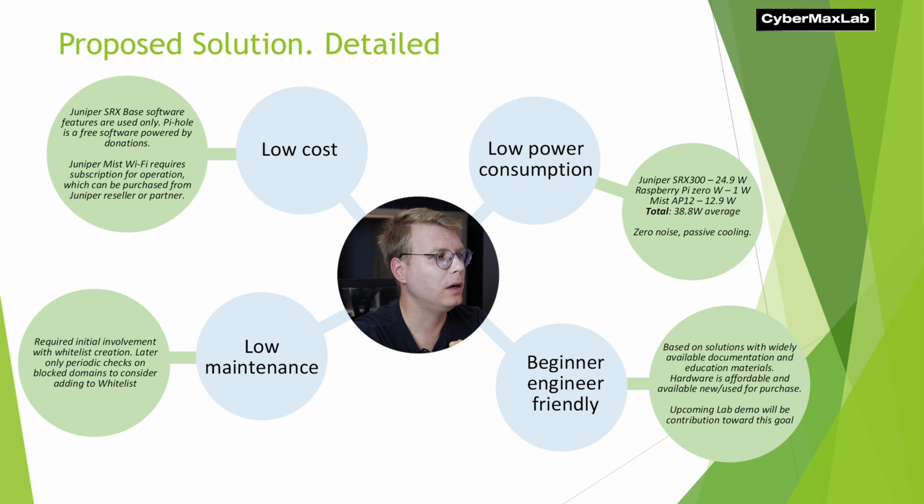Low maintenance. It requires initial involvement when you create your whitelists, and then only periodic checks are required to either revise your whitelist or add a new IoT vendor to your list by creating new rules for the whitelist. In the lab section, we'll go through it and you will see how easy and user-friendly the process is. And beginner engineer friendly. It's based on solutions with widely available documentation. The Pi-hole website has great documentation. For Juniper products, there is great documentation and educational resources available, which we'll cover in one of the next videos.